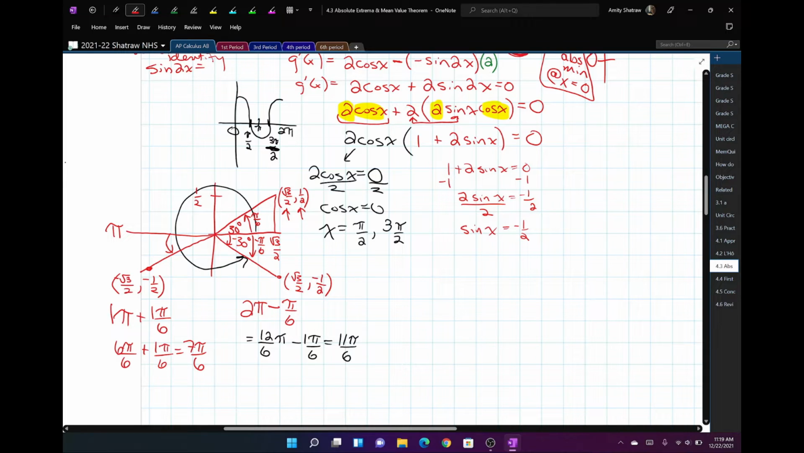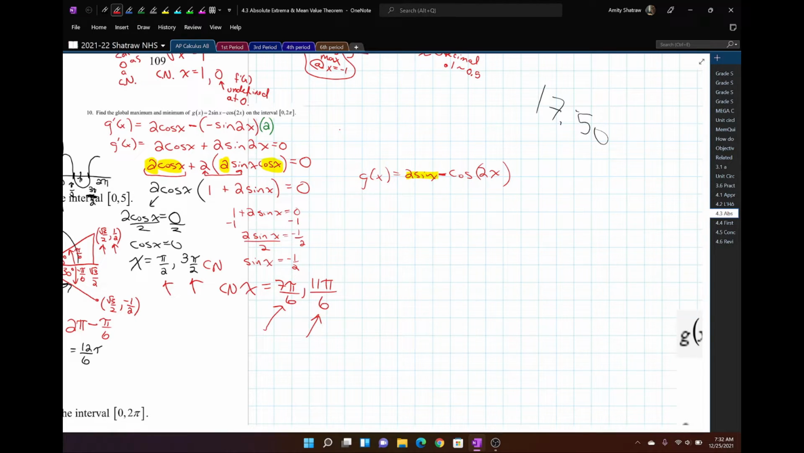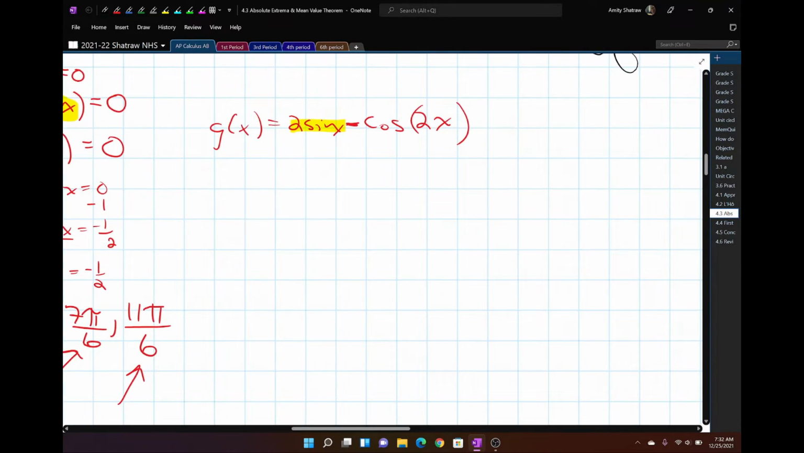So my values that I'm interested in are going to be pi over 2, 3 pi over 2, 7 pi over 6 and 11 pi over 6. So now that we have these critical numbers, we go ahead and evaluate the function at each of these critical numbers and see what our height will be for each of them.